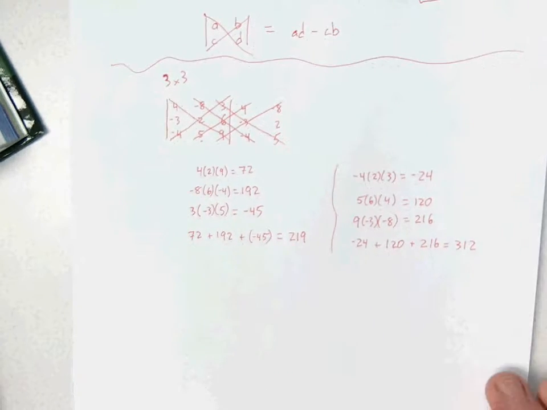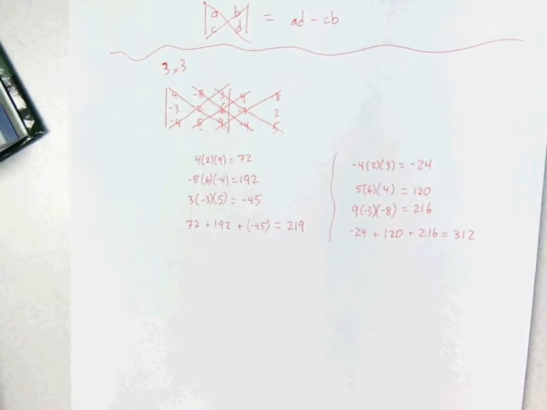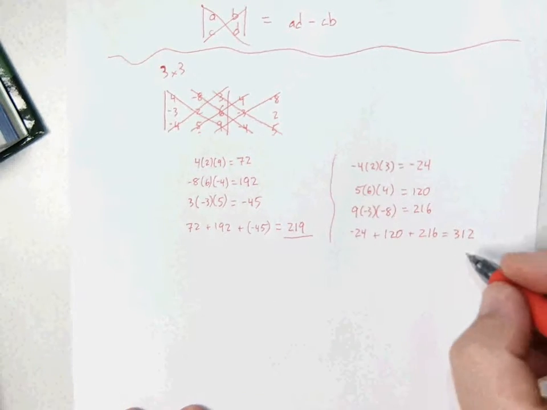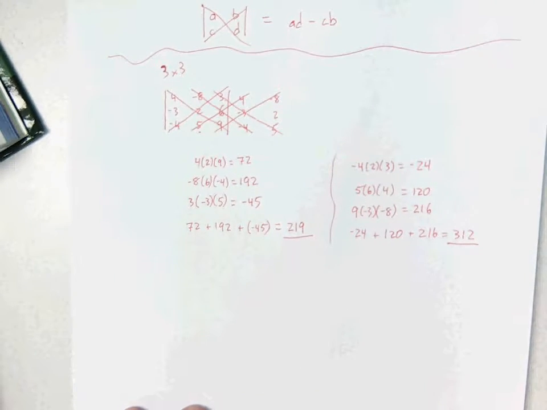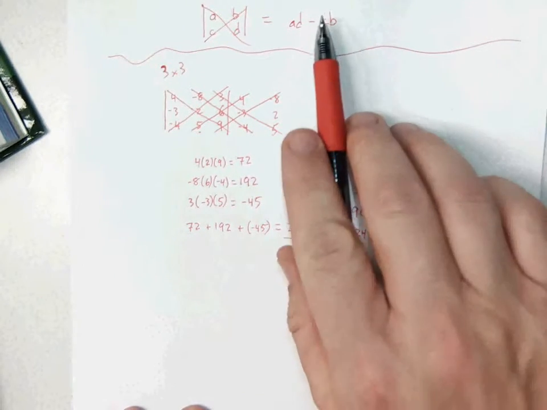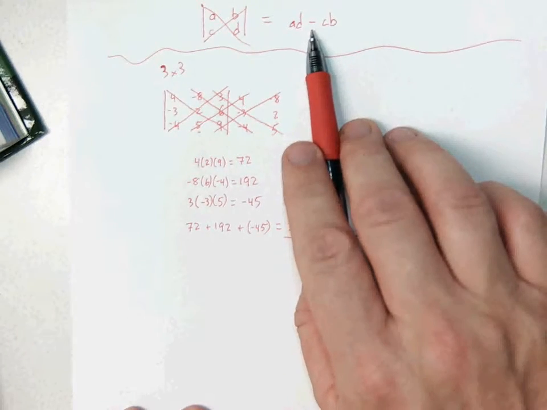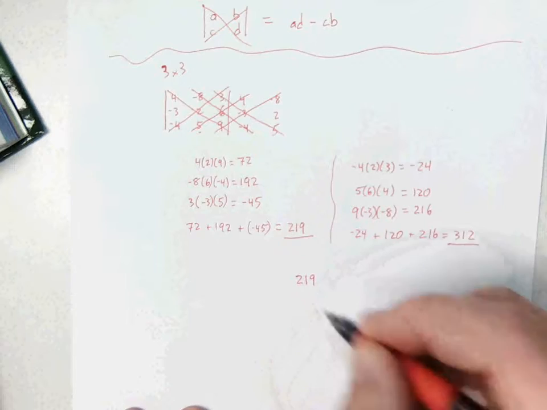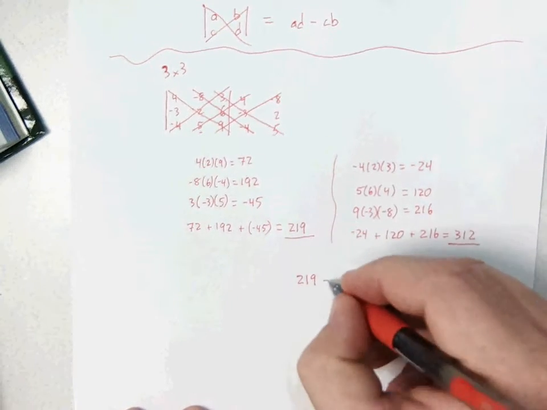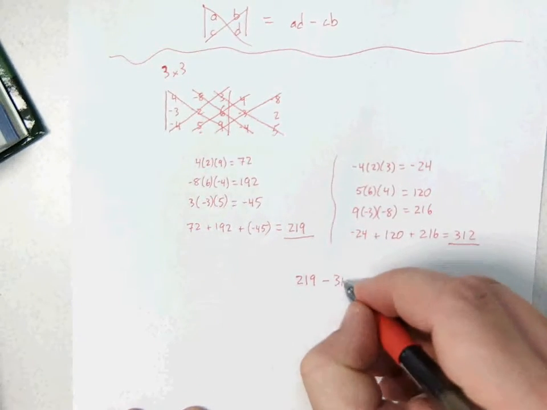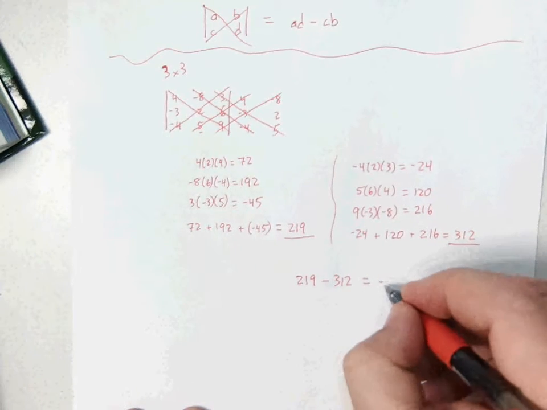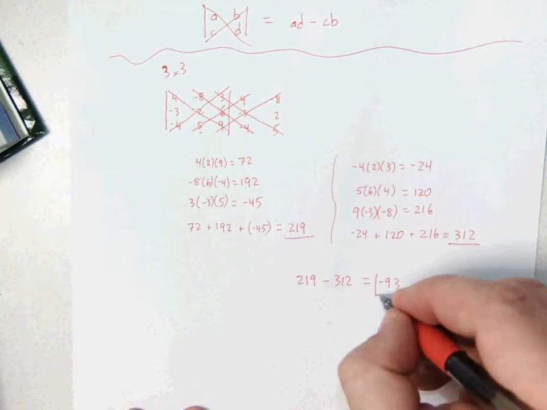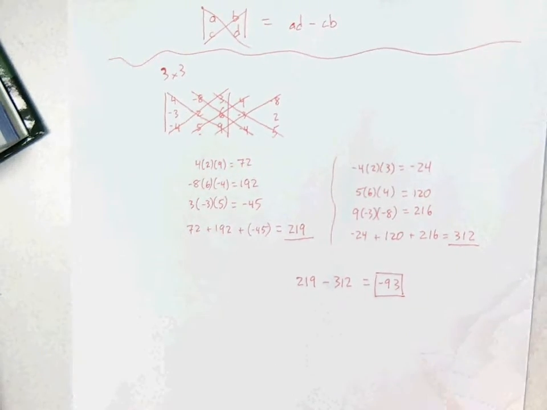And so to find the actual determinant, to find my answer, I take those 2 sums and I subtract them. So back to the idea from up above that we had to do subtraction. We're going to take the 219, and it has to be the first one, and from it I subtract the second one, which is the 312, to find my final answer, which is negative 93. So negative 93 is the determinant of that.